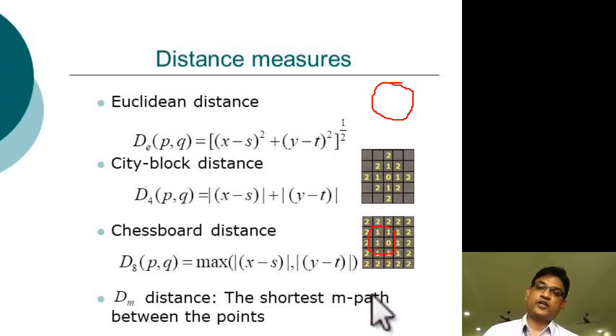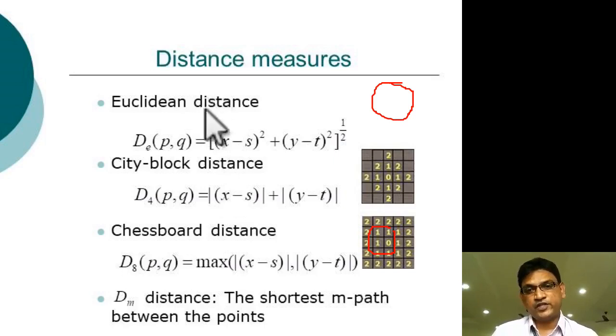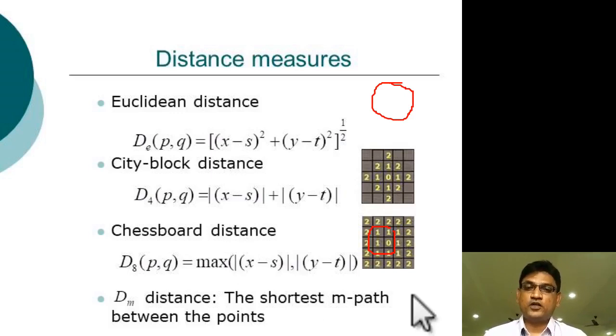And another distance measure that we have is the shortest path distance, that is the Dm distance, and this distance is different from the other three distances which we have discussed earlier, because the Dm distance depends upon the values of the pixels and also the pixels present in the neighborhood. Whereas these three distances depend only on the coordinates, the Dm distance depends on the pixel values and also the values of its neighbors, but it doesn't depend upon the coordinates.